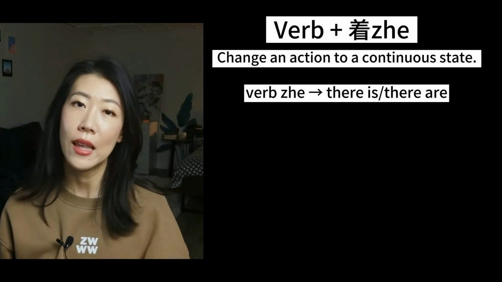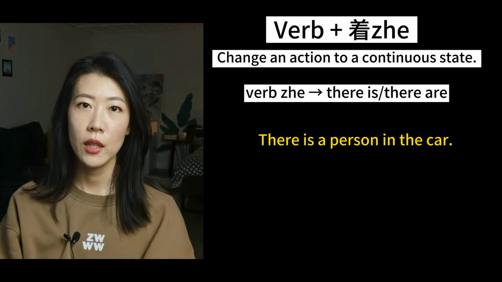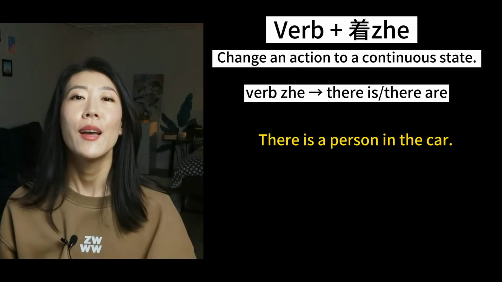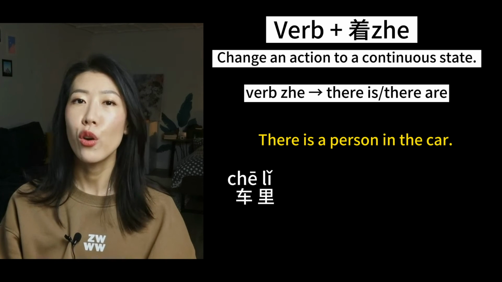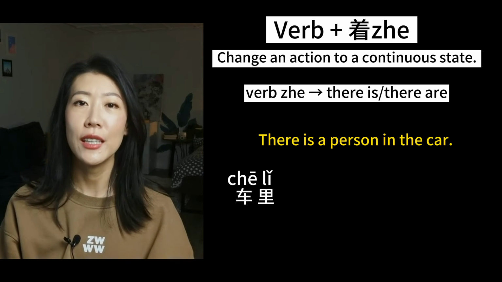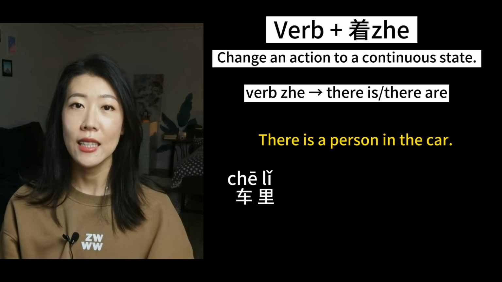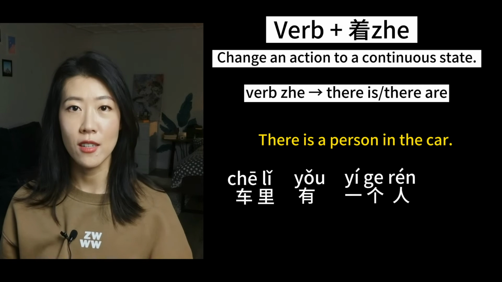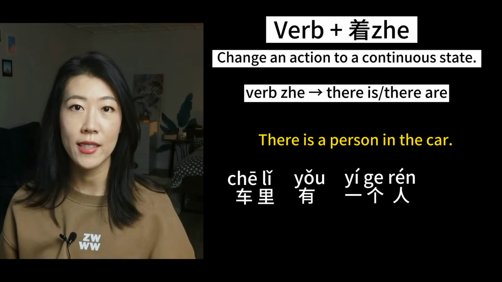There is a person in the car. So it's the same. We're going to switch to "something has something." 车里, in the car in Chinese, 车里. 车 means car. 里 means inside. So 车里 can be a subject. 车里有一个人. That's a very simple translation.